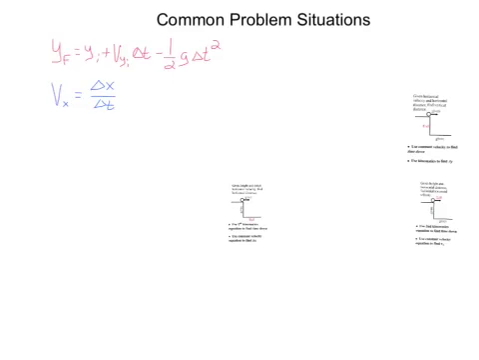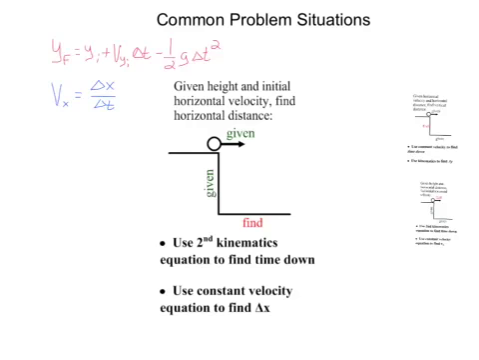The first is this, where we are given the horizontal launch velocity and we're given the height of the table or building or cliff or whatever we're launching this projectile off of. In order to solve this problem, you would first use the second kinematics equation to find the amount of time it takes for the projectile to land, and then use the constant velocity equation to figure out how far out it goes. We're looking for the range, or the distance away from the building, cliff, whatever.